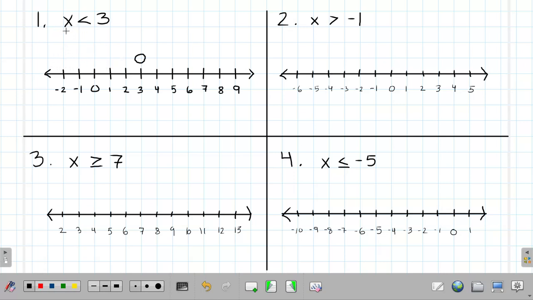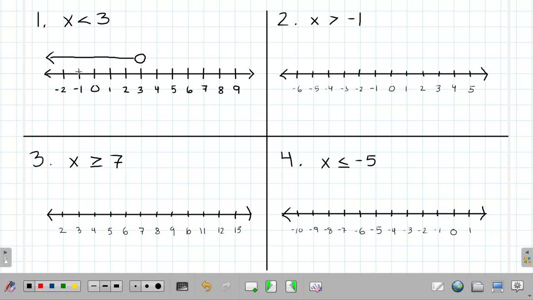Negative, basically any negative number is less than 3. But if you go to the other side, 4 is not less than 3. 5 is not less than 3. So what that tells us is we need to draw an arrow to the left. And once again, that means we have every number, open circle means x is not equal to 3, and then every number to the left of 3 works in this situation.